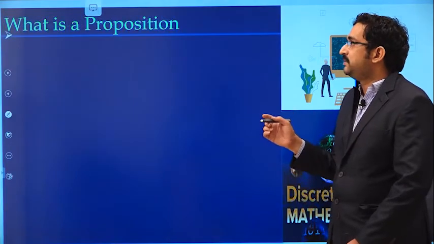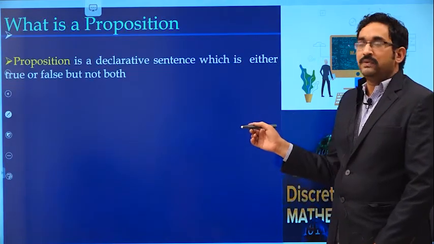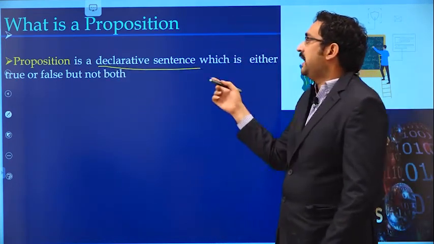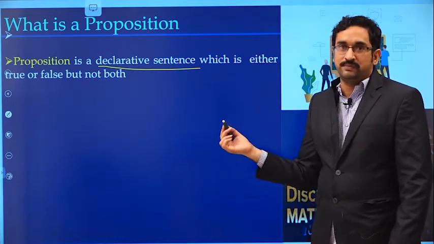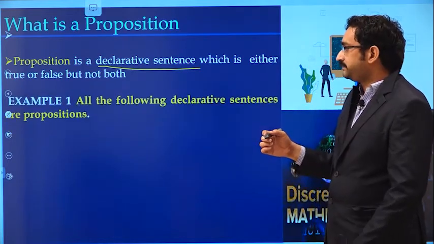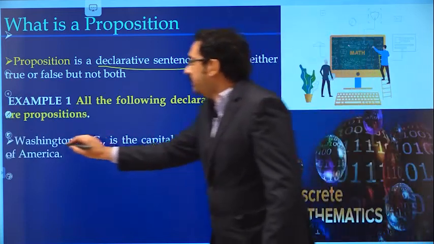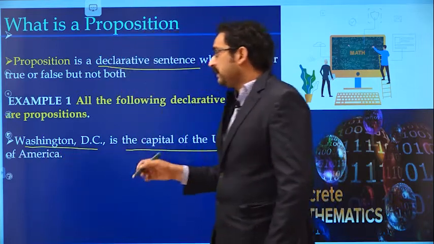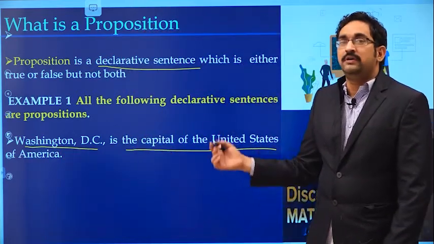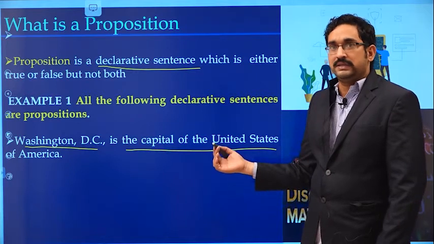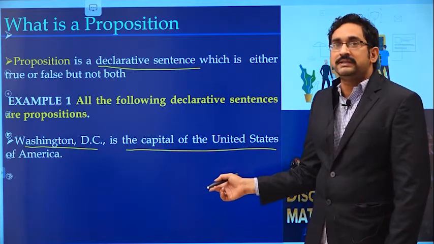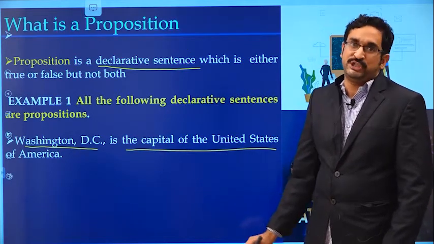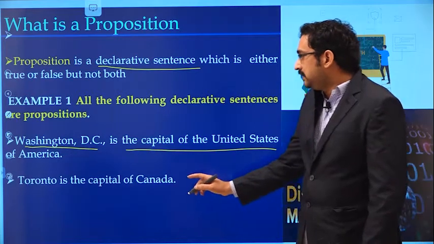First we will discuss what is a proposition. We can define a proposition as a declarative sentence which is either true or false but not both. For example, see the statement: Washington DC is the capital of the United States of America. It is a declarative statement. We know that Washington is the capital of America. As it is a declarative sentence and it has a true value, we can say that it is a proposition.